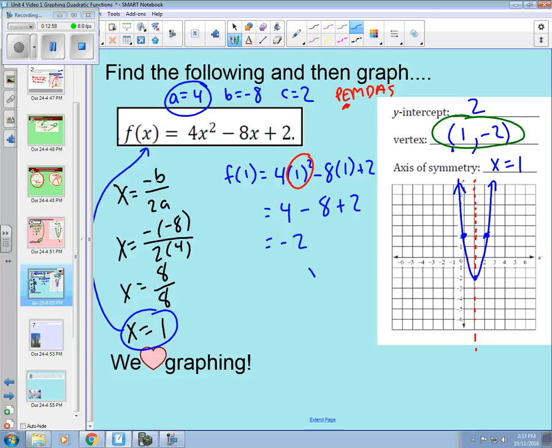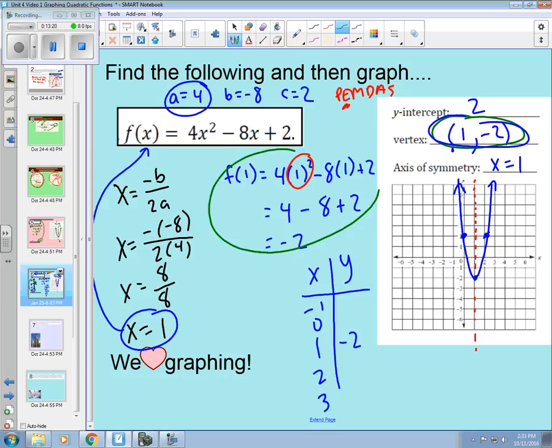Even if you don't have a graphing calculator, you can always make your own table and just plug in numbers. So if you know the vertex was at (1, -2) here, probably put that in the middle of your table, pick a couple numbers bigger, couple numbers smaller, and then you can do the same thing we did right here and just plug in those numbers and see what you get.